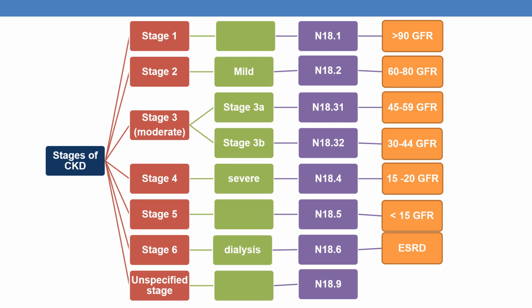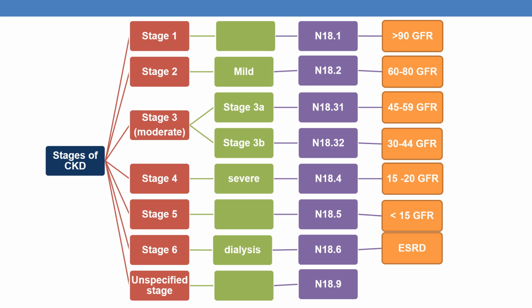Next, coming to stage 4, it can also be considered as severe CKD. And the code is N18.4. And the GFR rate should be in the range 15 to 29. And next is stage 5, the code is N18.5. And in stage 5, the GFR will be less than 15.